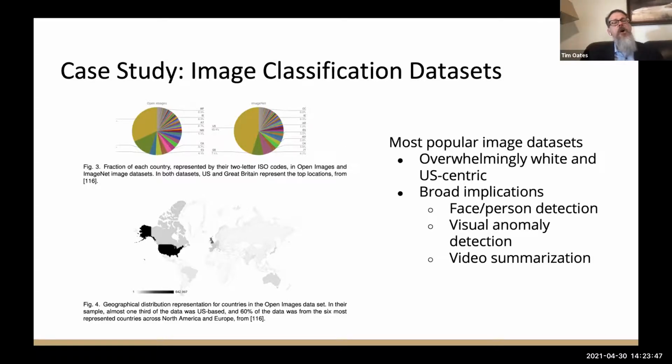And these things are overwhelmingly white and centered on North America. So again, it's a case of the data that we're feeding into our machine learning systems has this underlying bias associated with it, which means that the outputs of these products also embody that bias.